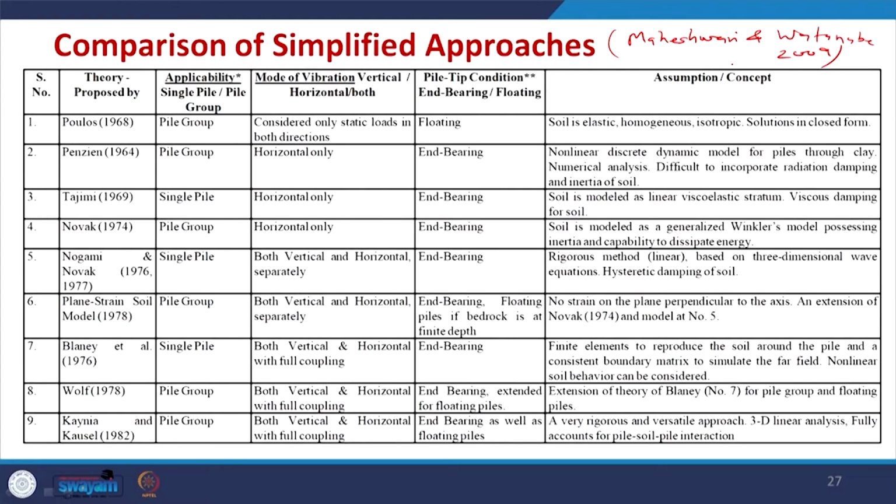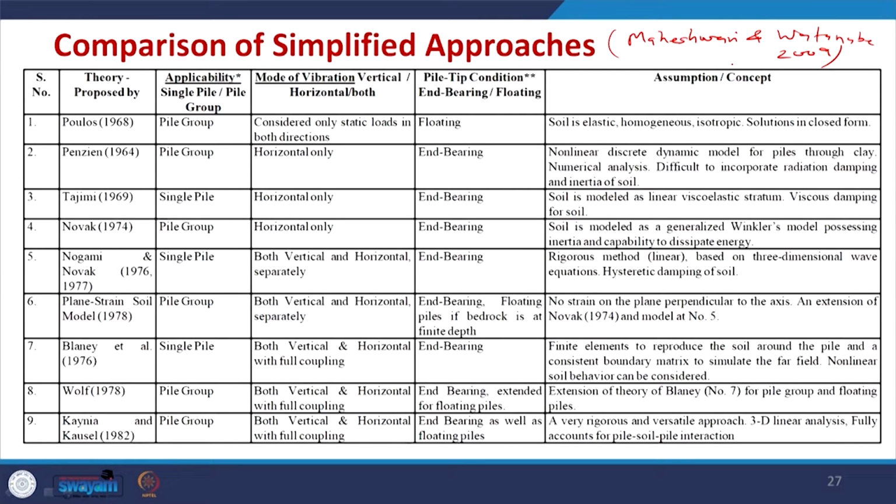What you can see from this is that 9 theories have come from different researchers, starting from Poulos, Penzien, Tajimi, Novak and Novak. Let me go through them. Poulos in 1968 was for pile groups, however considering only static loads in both horizontal as well as vertical directions, and applicable for floating piles. Soil is elastic, homogeneous, isotropic, with solutions in closed form. These are the assumptions.